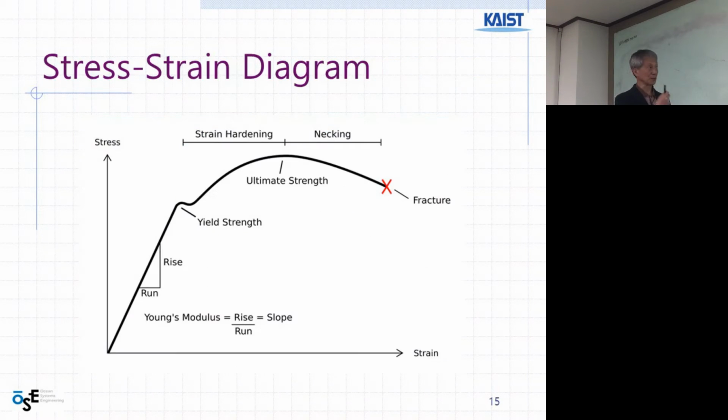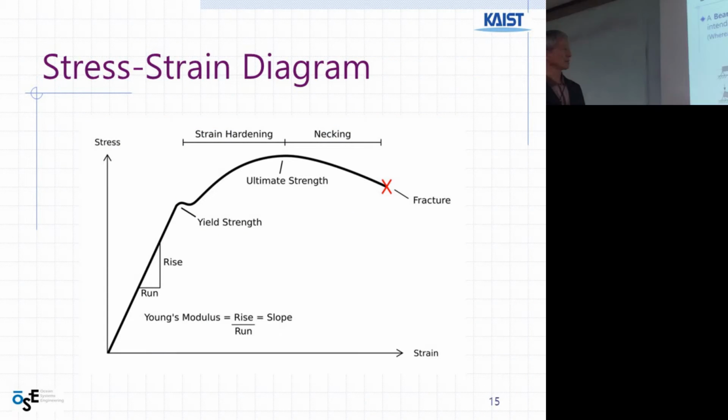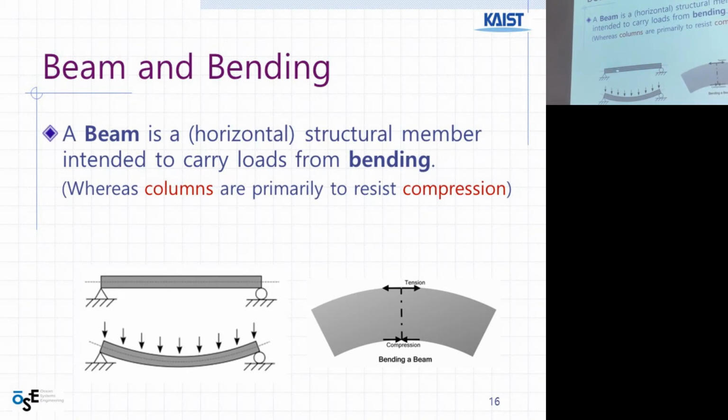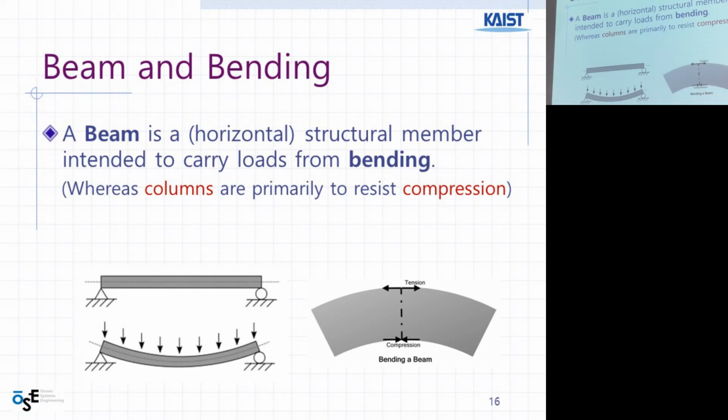And beam bending. In shipbuilding, beam bending is the most important. A beam is like this. A ship can be seen as a beam like this one, or a box girder shape, and the transversal shape is like this one, but long enough, so it's a box-shaped beam. A structural member intended to carry load from bending.